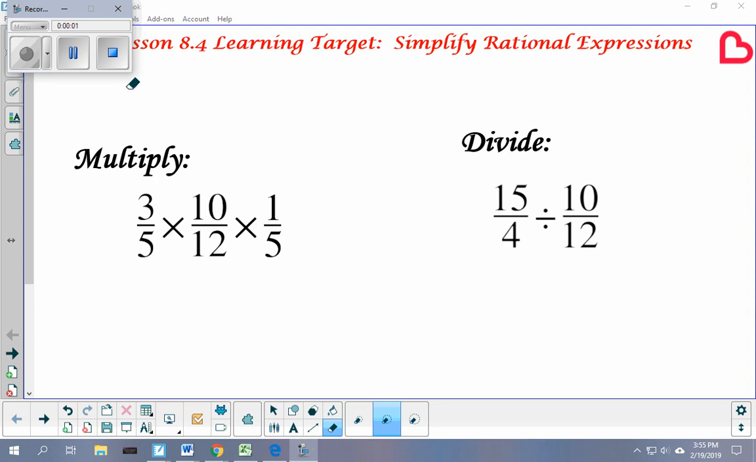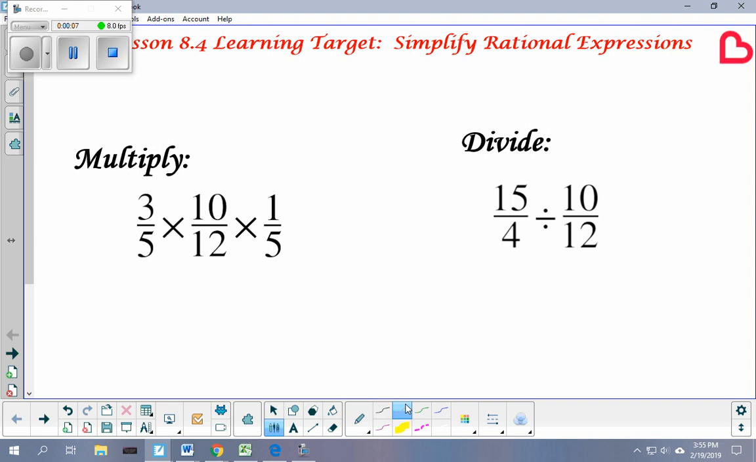Lesson 8.4, we are going to simplify rational expressions. So first thing, just a quick review on multiplying fractions. When we have fractions, we multiply the numerators straight across and the denominators straight across. But whenever you can cancel, you should do that.